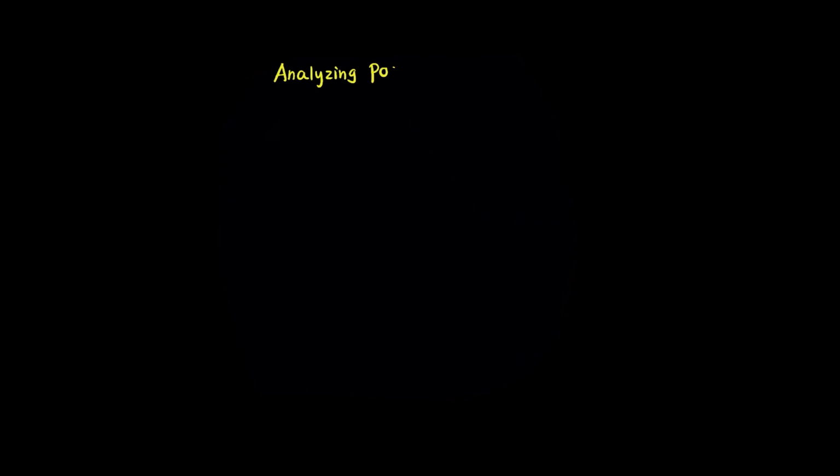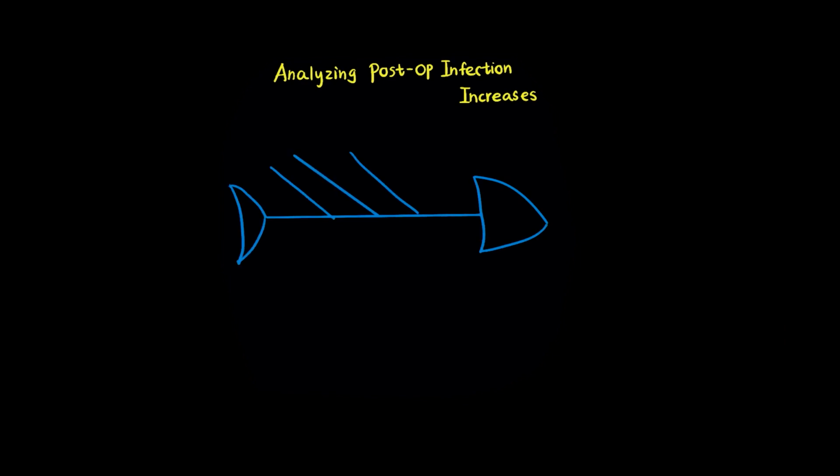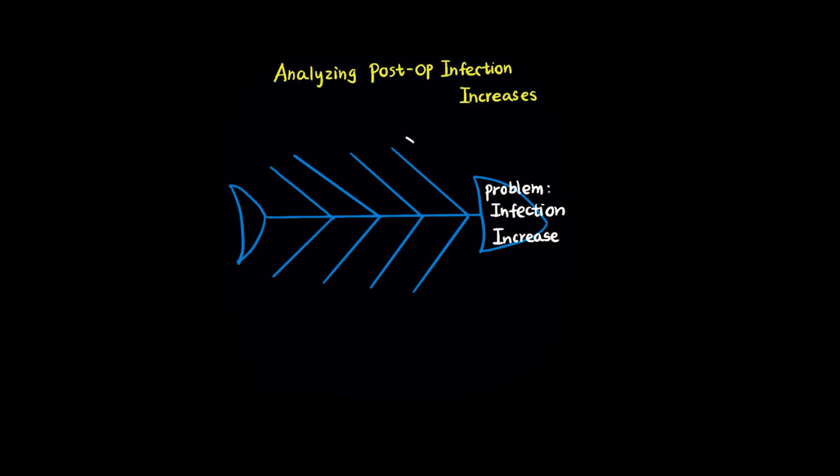Understanding how to systematically analyse quality problems requires the right visual tool, and here's why the fishbone diagram is perfect for investigating infection increases. When post-operative infections spike, you're not dealing with a single cause. It's a web of interconnected factors. A SWOT analysis looks at strengths and weaknesses for planning, not problem solving. Benchmarking compares you to others but doesn't dig into your internal issues.